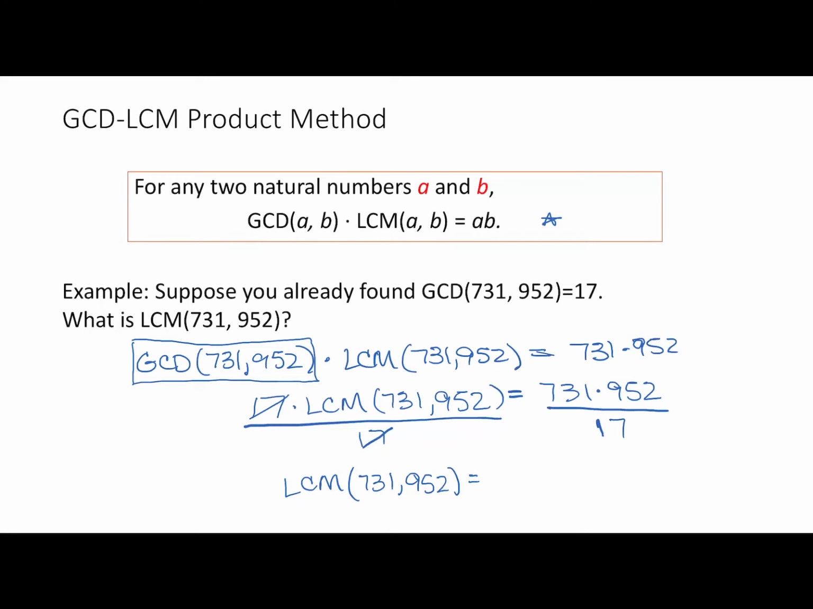is 731 times 952 divided by 17. Now we talked about how to do multiplication and division in the last chapter, so you should be able to compute this by hand. I'm just going to tell you what the answer is: 40,936.